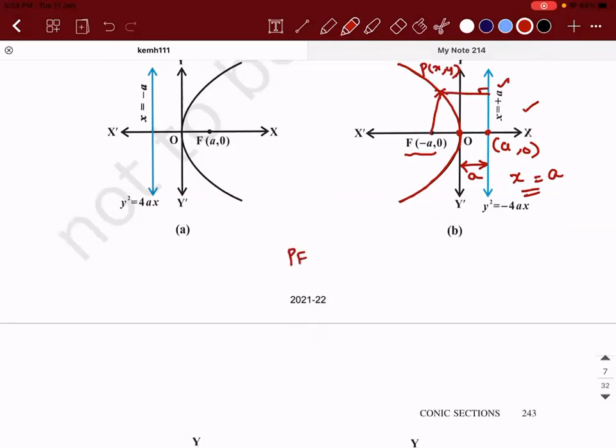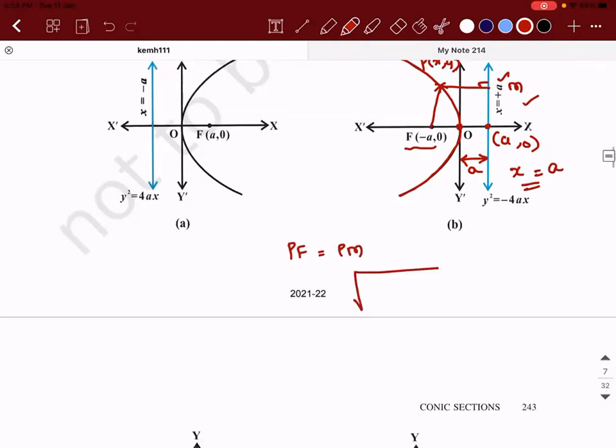PF should be equal to PM, right? So what is the value of PF? You tell me. Square root of, x plus a the whole square plus y square. Very good, should be equal to, what is PM? x minus a the whole square plus 0.